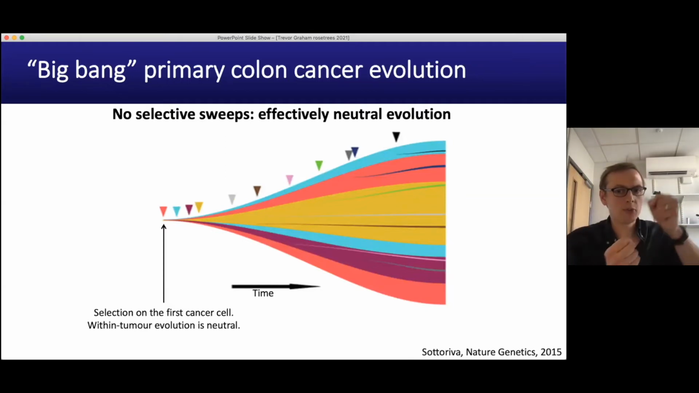So there isn't an expanding clone that shows up later on. In fact, the only thing that determines the size of the clone in the final tumor is when that clone showed up during tumor growth, not selection for it. So we have this idea that all the important evolution, all the selection in a primary colorectal cancer happened at the outset. That first cancer cell is, of course, strongly selected. But then within the growing tumor, all of the subsequent evolution looks neutral. So that's obviously very different to this genetic progression model that we started with.